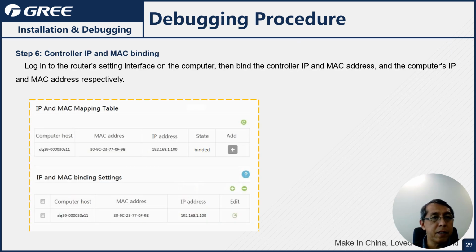For step 6, controller and IP MAC binding, you can log in to the router setting interface on the computer, then bind the controller IP and MAC address and the computer's IP and MAC address, respectively.